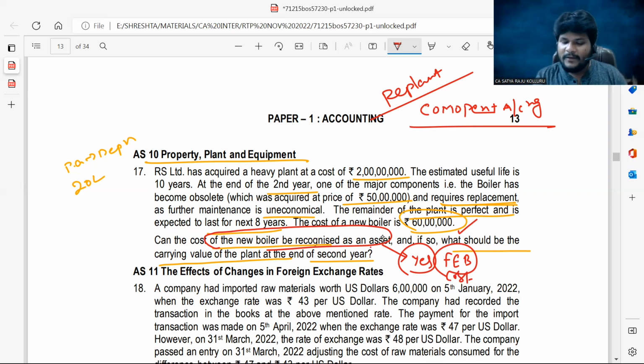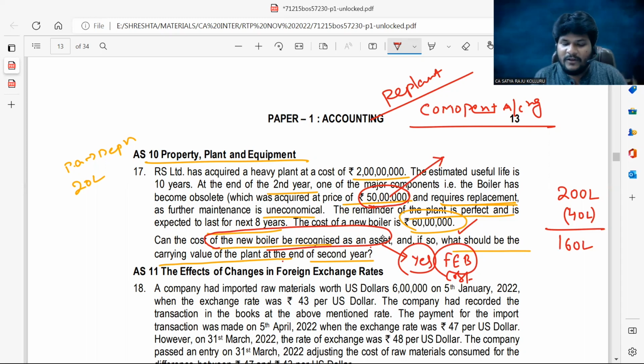And if so, what should be the carrying value of the plant at the end of the second year? Now all of you please concentrate. Initially, it is 200 lakhs, that is 2 crore. Once they provided the depreciation for the 2 years, 2 into 20 lakhs means 40 lakhs. Before going for the replacement, the carrying amount of the entire PPE was 160 lakhs. Now replacement is going to occur. At the time of replacement, the old carrying amount was derecognized. Old carrying amount means the original cost, less 2 years' depreciation.